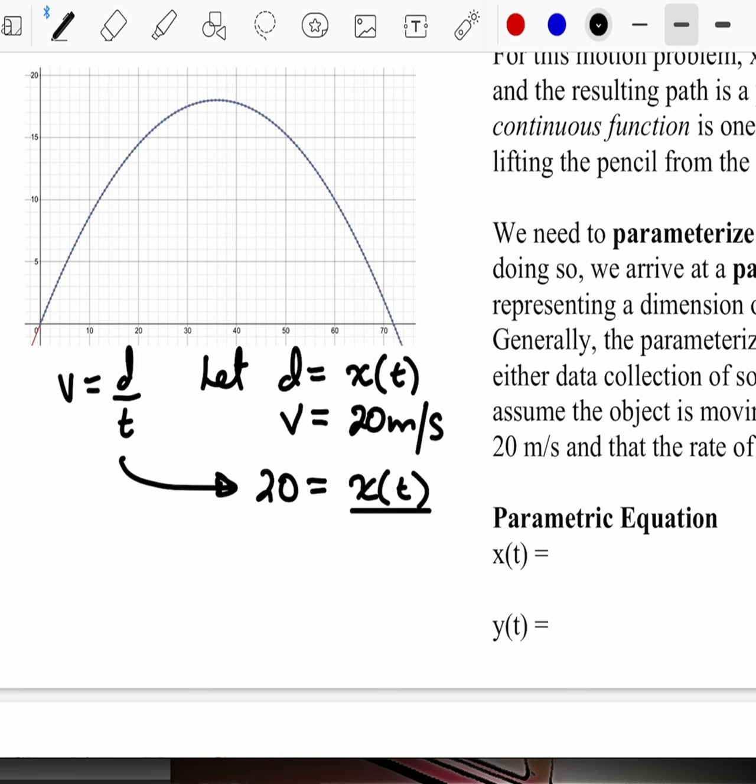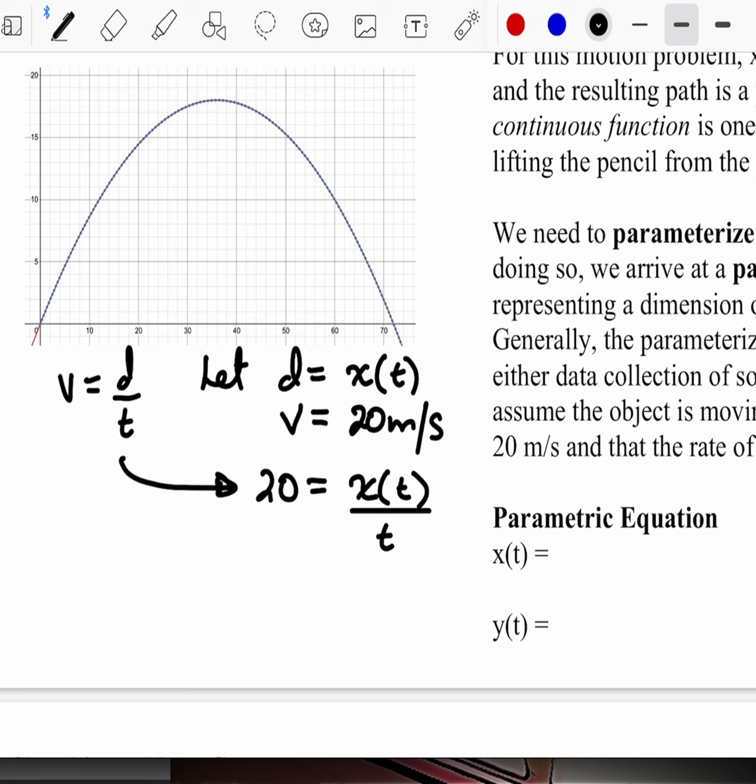Now just be careful. This is x of t. It's not x times t. Doesn't matter what level I teach this problem or this type of technique to, there's always this inclination to say, oh, cancel the t's. x is equal to 20. Well, that's not the case. All right? It's x of t. We need a function of x in terms of time.